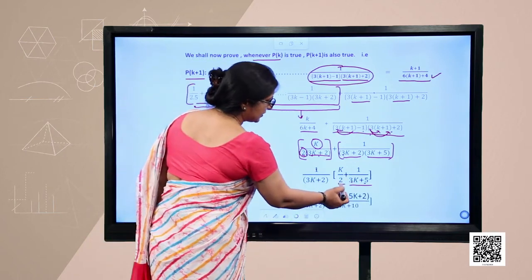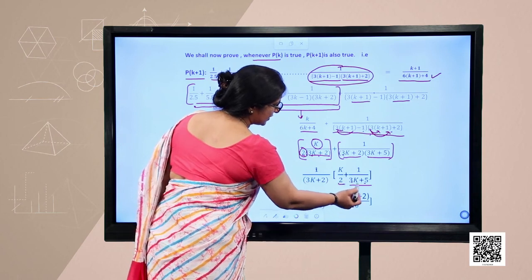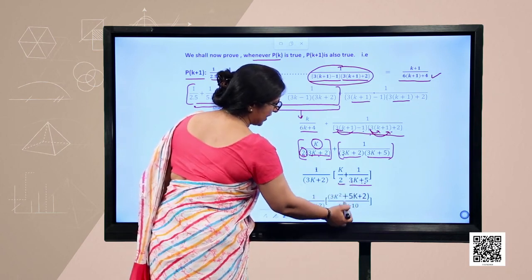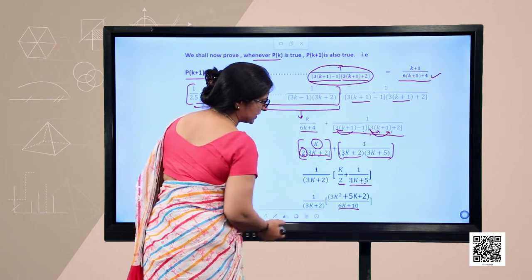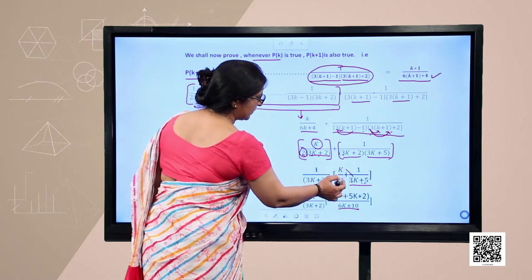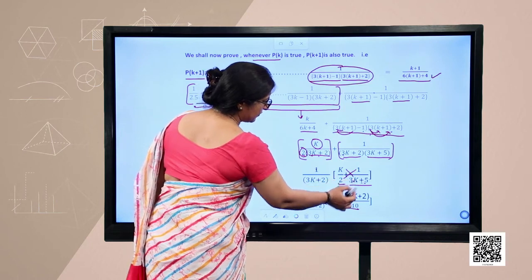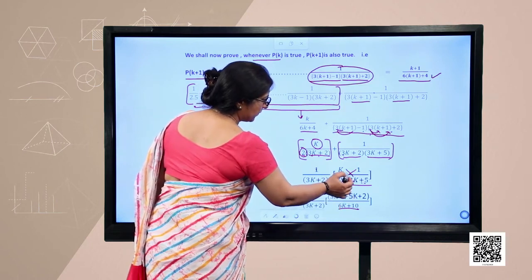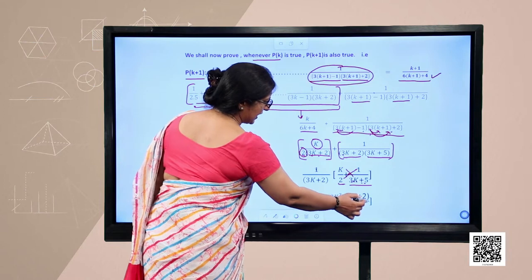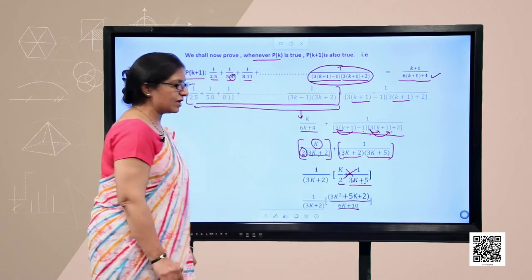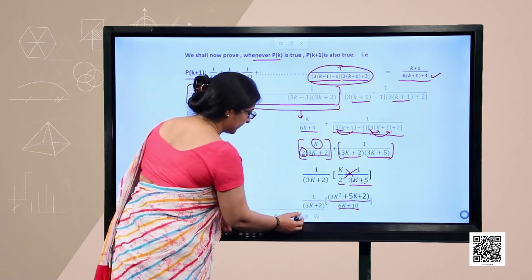Here, after taking the LCM of these two terms, 2 and 3k plus 5, the LCM is 6k plus 10, and cross multiplying it with these terms, k multiplied by 3k plus 5 and 2 multiplied by 1, we will get this expression, which is a quadratic equation.